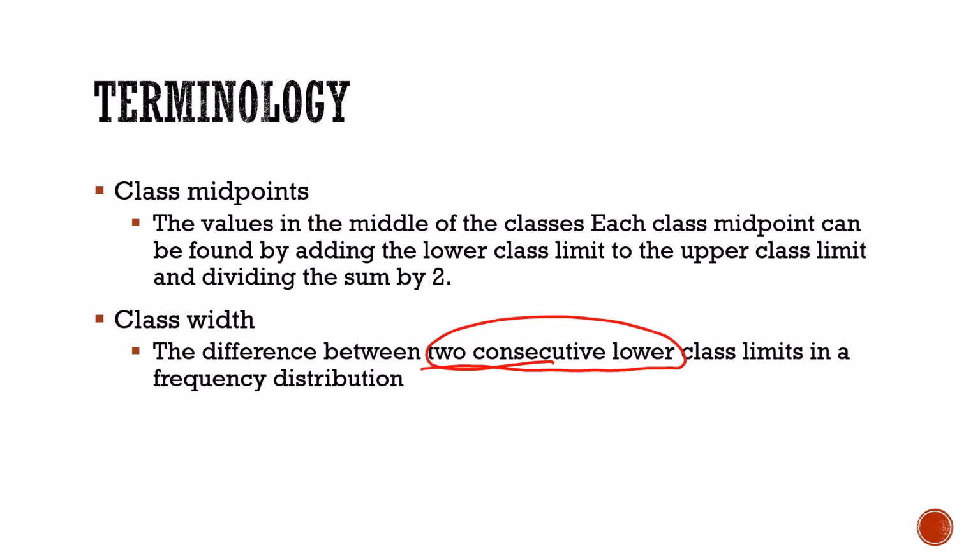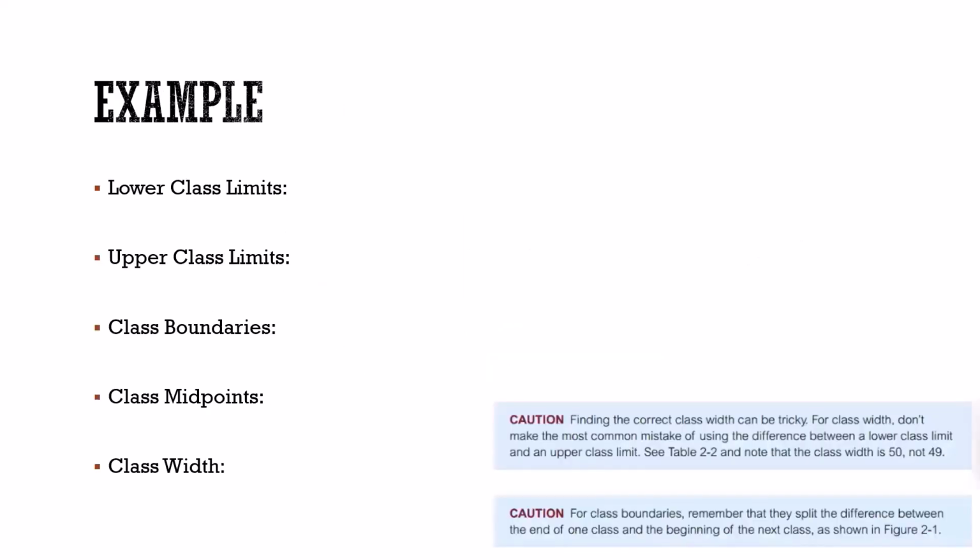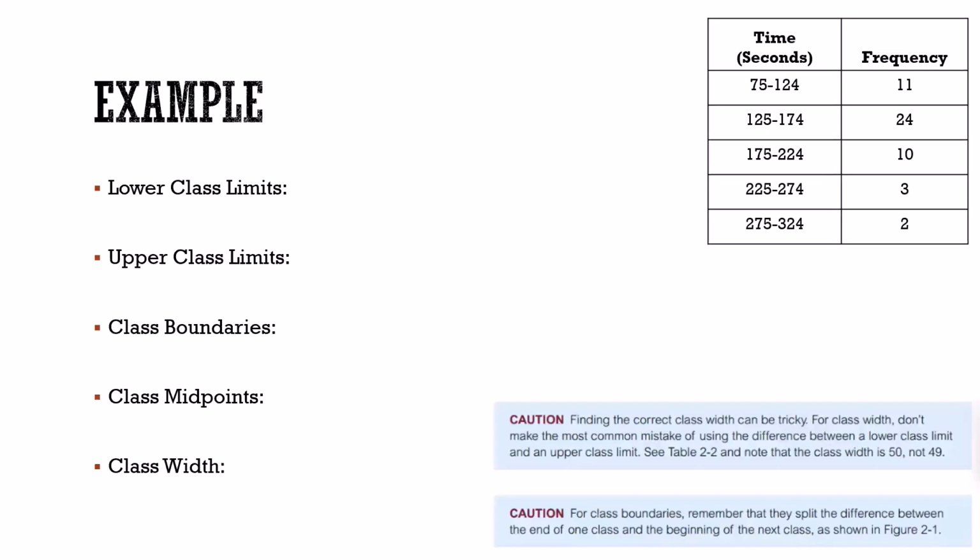I will show you what these are with this example, but are there any questions about what any of these words mean? If you're not quite sure, we will see an example, so that should help. All right, so let's look at the data. Let's start with the lower class limits. There are 5 classes. Each one will have a lower class limit. Of the first class, the lower class limit is, everybody? 75, right? And then the other 4 are, everybody? 125, 175, 225 and 275. Okay.